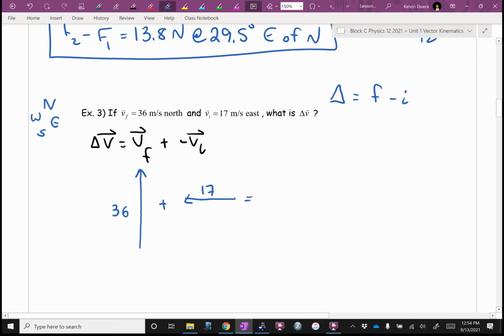I kind of have to imagine this diagram a little bit. Annika, I started to draw, and then I went 17 over, and I realized, oh, I'm going to end up going around and through my equal sign. I need to move over. The 36, I need some room so I can come back. There's the 36. There's the 17. That right there is delta V.